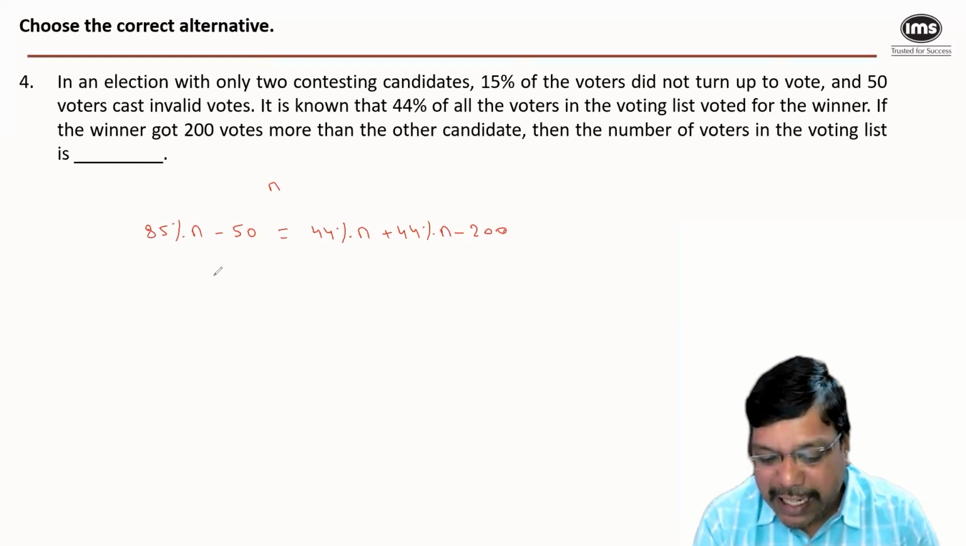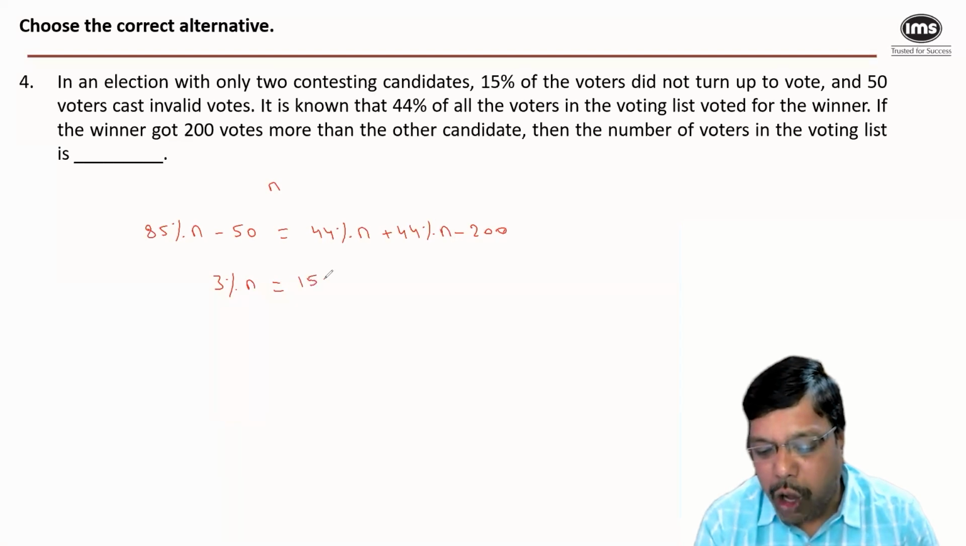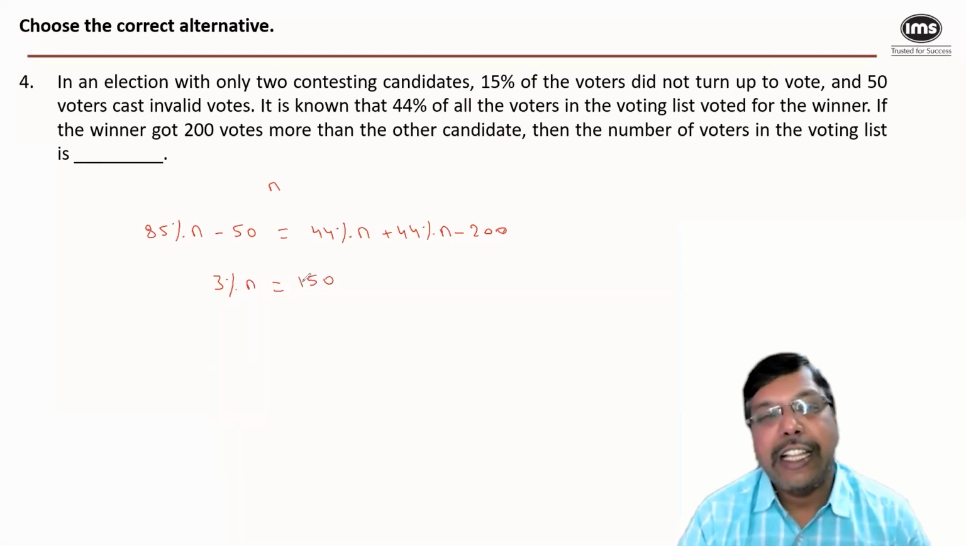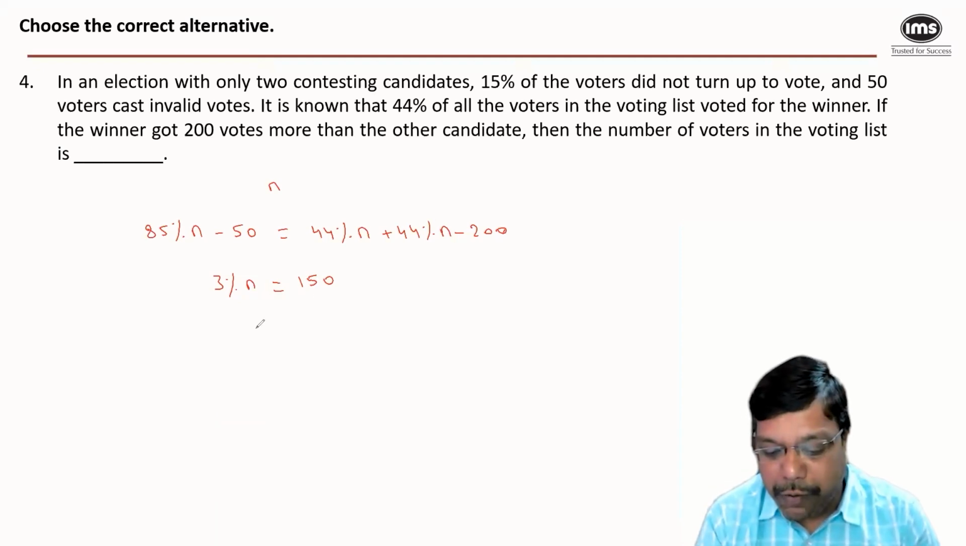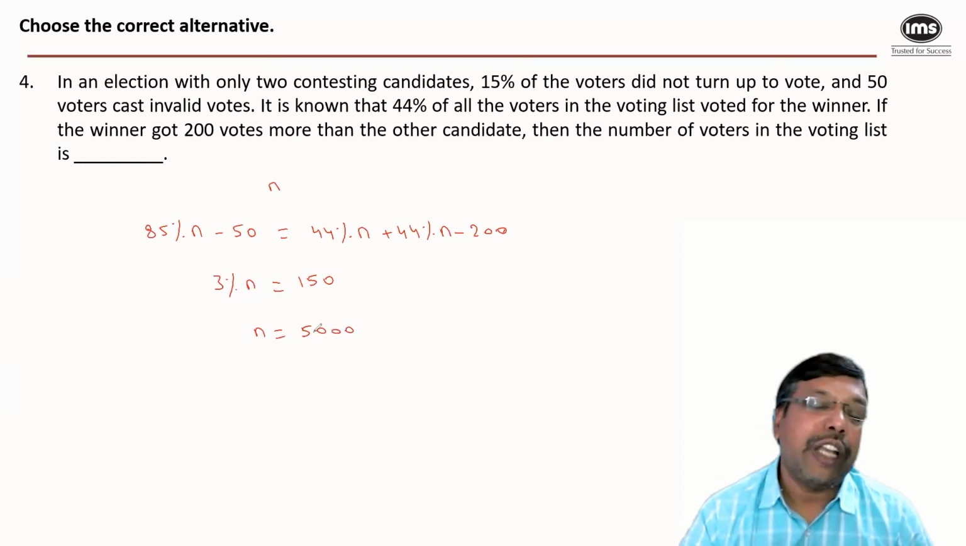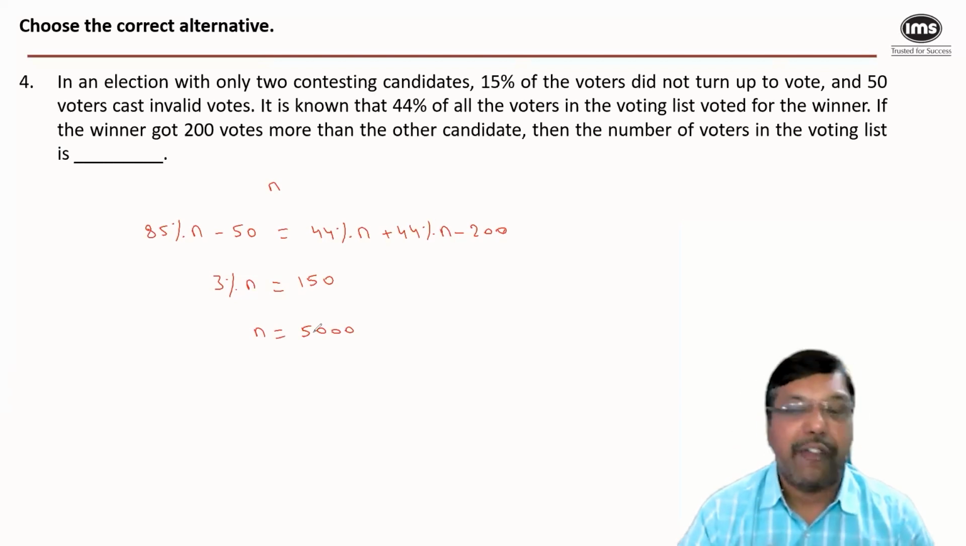So as you can see, the difference is 3% of n, which is equal to a difference of 150 votes. Now, if 3% is equal to 150, we know 100% will be equal to 5,000. Hence, the total number of voters in the voting list is equal to 5,000.